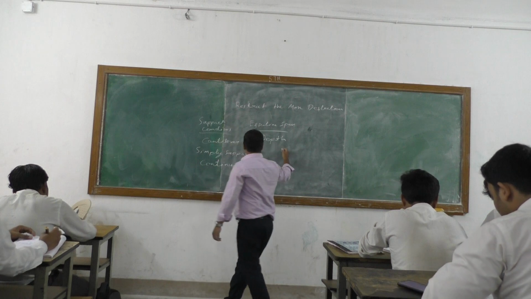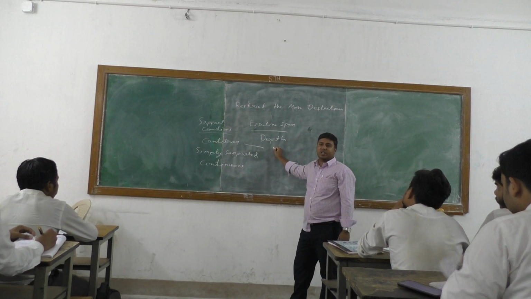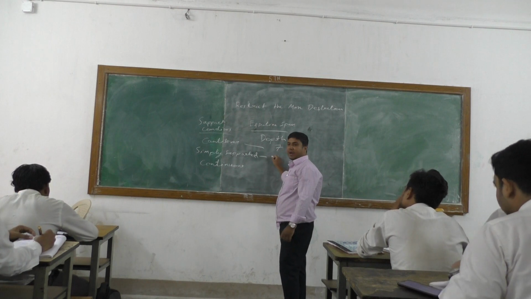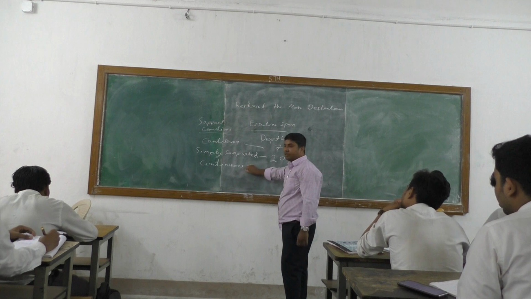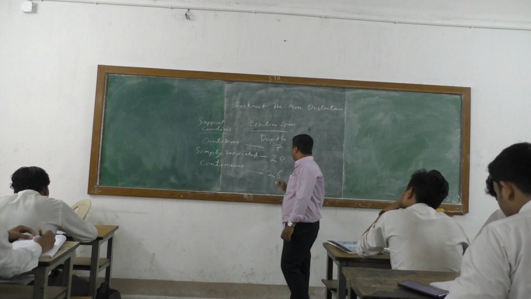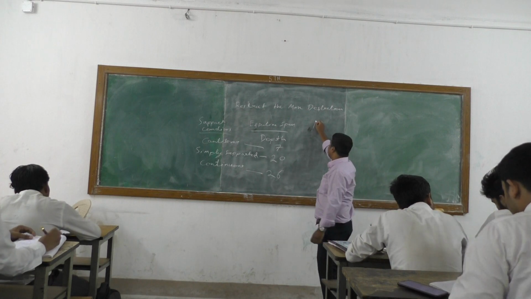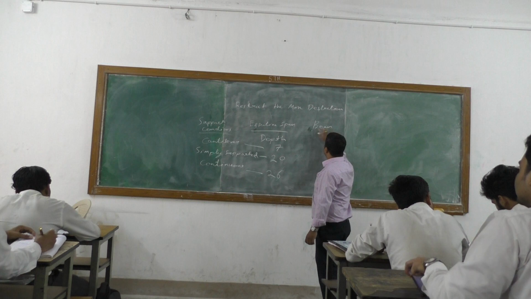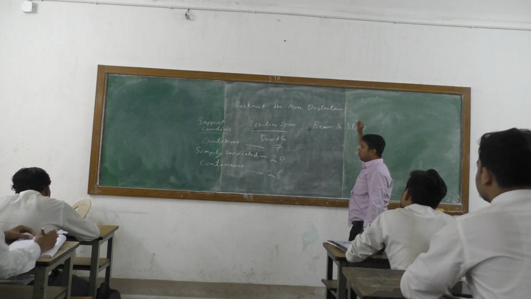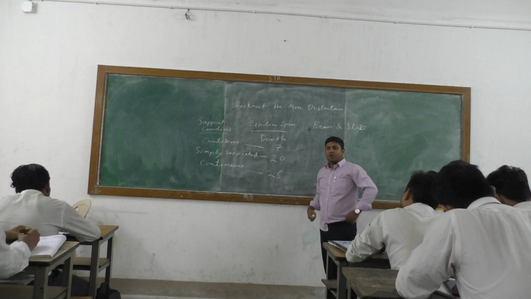For cantilever, the span by depth ratio is given as 7. For simply supported, the span by depth ratio is given as 20. For continuous, the span by depth ratio is given as 26. All of you know this. And this criteria is applicable both for your beam as well as slab.